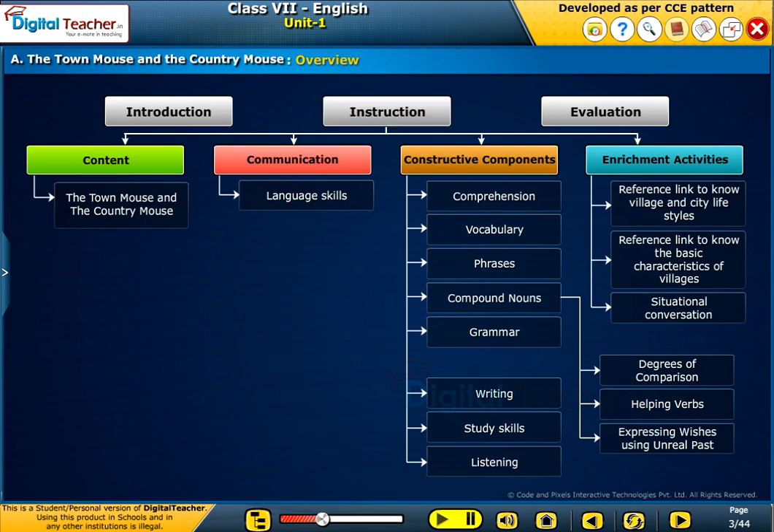The instruction section divides the contents of the lesson into four subsections. They are content, communication, constructive components, and enrichment activities. The lesson is covered under content. All the activities pertaining to the four skills of language and their assessment are covered under the sections communication and the constructive components. The enrichment activities are meant to widen the scope of the student's thinking and learning, thereby making him or her a global citizen. The extent of understanding of the module can be assessed by the student under the evaluation section.